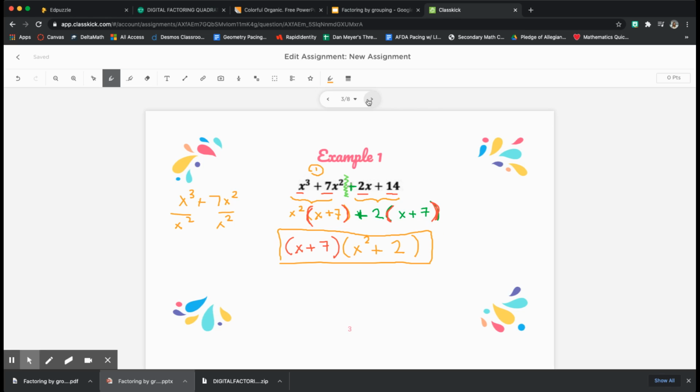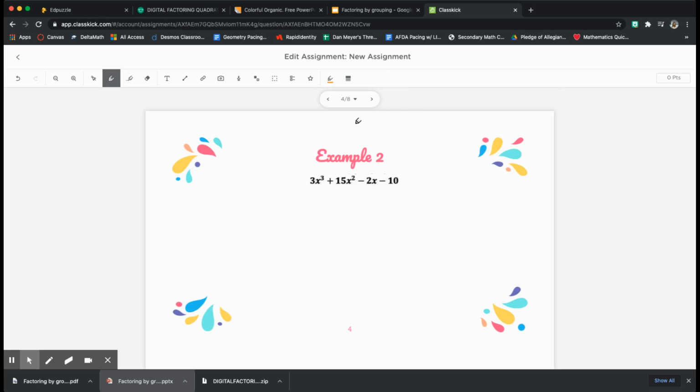All right. So let's go ahead and try another one. Here, step 1, we draw the line down the middle, right? Now again, that minus needs to stay with the 2. Do not draw the line over the sign because that sign needs to stay with the 2x.